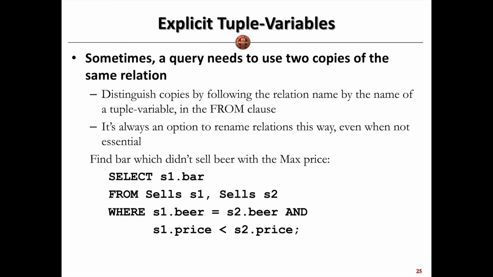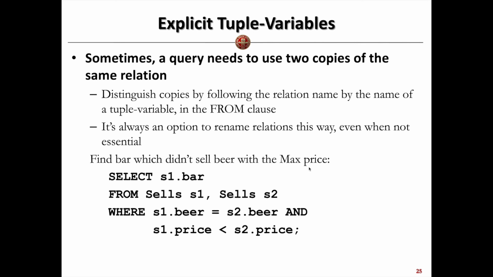So if we write down the same query we showed before in SQL, how can we do this? We also need to use the same relation multiple times. Here we can do a renaming of these different copies of the same relation in the from clause. So we can write down a query. For example, we plan to find a bar which didn't sell beer with the max price.